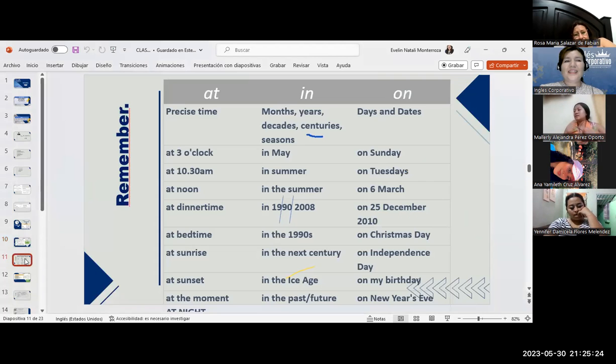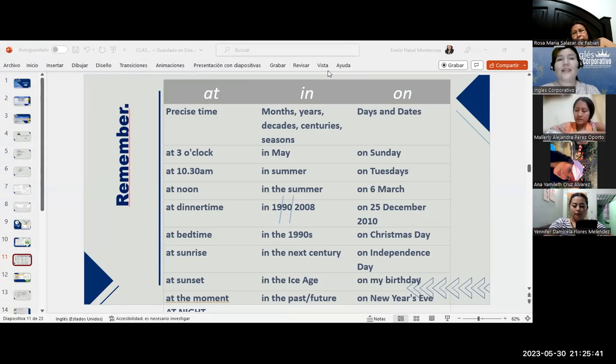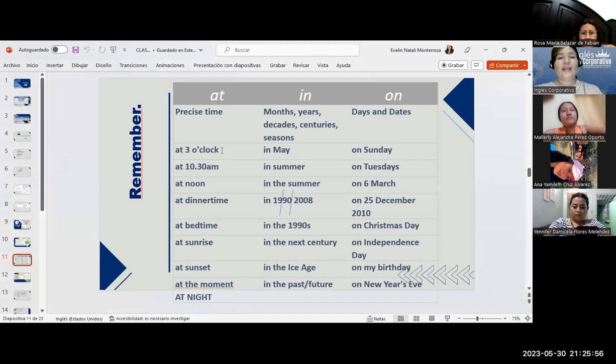So let's go here, right? Yesterday, I was explaining to you a little bit about the use of at, in, and on, right? We use at with very precise time, right? At 3 o'clock, at 10 in the morning, at 11, right? You also use at with noon, at dinner time, at bedtime, at sunrise, right? At sunset, and you can use it as well in words like at the moment and at night, okay?